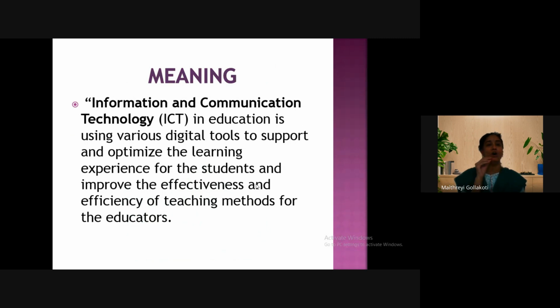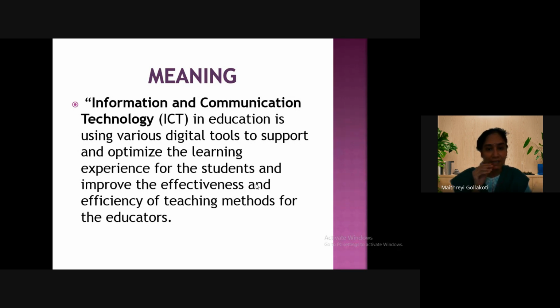What is the meaning of ICT? Information and Communication Technology. The meaning is in education, it is using various digital tools to support and optimize the learning experience for the students and improve the effectiveness and efficiency of teaching methods for educators. So, this definition has two parts. The first part is regarding the students, and the second part is regarding the educators, the teachers. Okay, so let me try to explain both the parts.